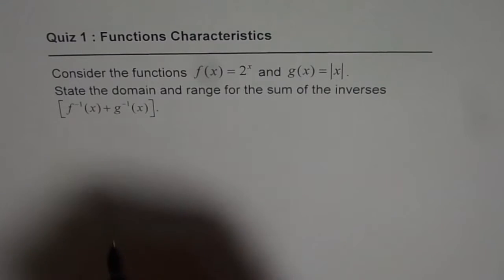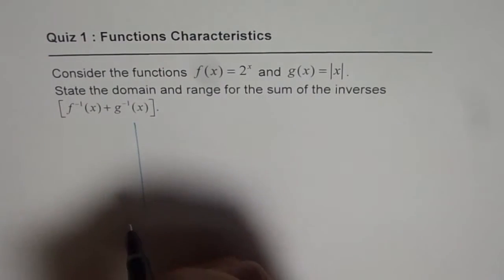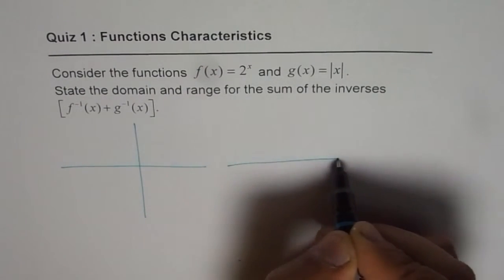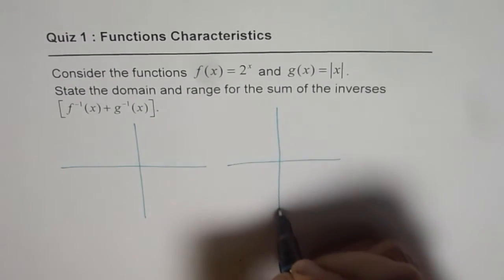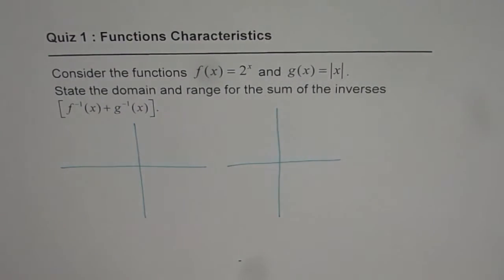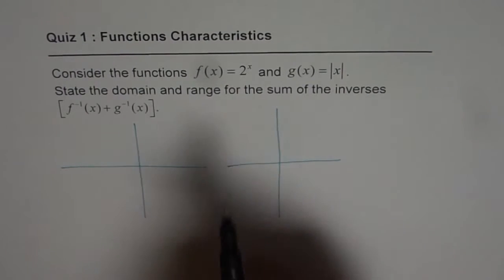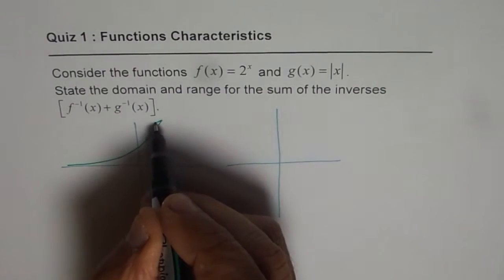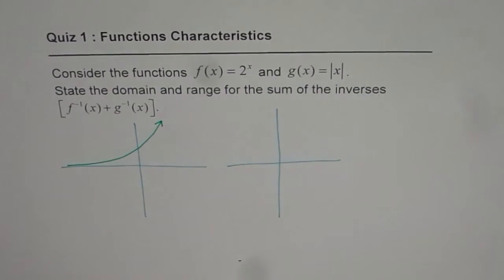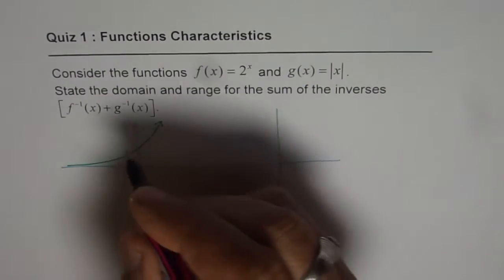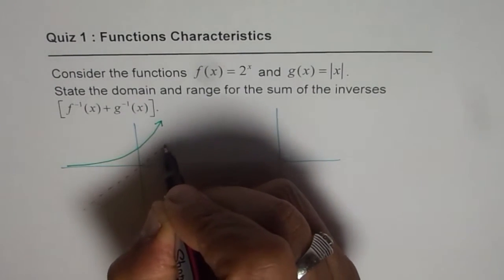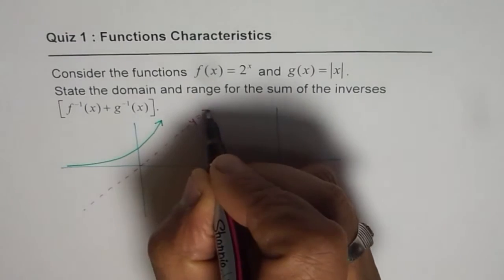What we can do is graph it. I prefer to graph and show you the solution so that it's visual and easy for you to understand. f of x equals 2 to the power of x is a function which looks kind of like this, right? Now, if you have to sketch the inverse of this function, you can always do it by reflecting it on the line y equals x, right?